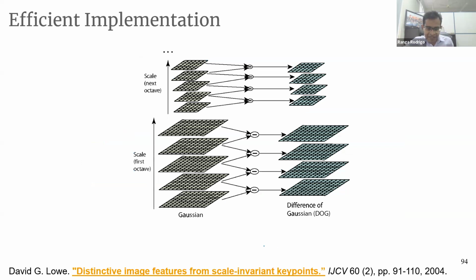This is from one of the most famous papers in computer vision, by David Lowe, distinctive image features from scale invariant key points. This is called the SIFT paper. So he had the Gaussian convolved image. These are the Gaussian convolved images. He subtracted the adjacent ones, and he got the difference of Gaussian.